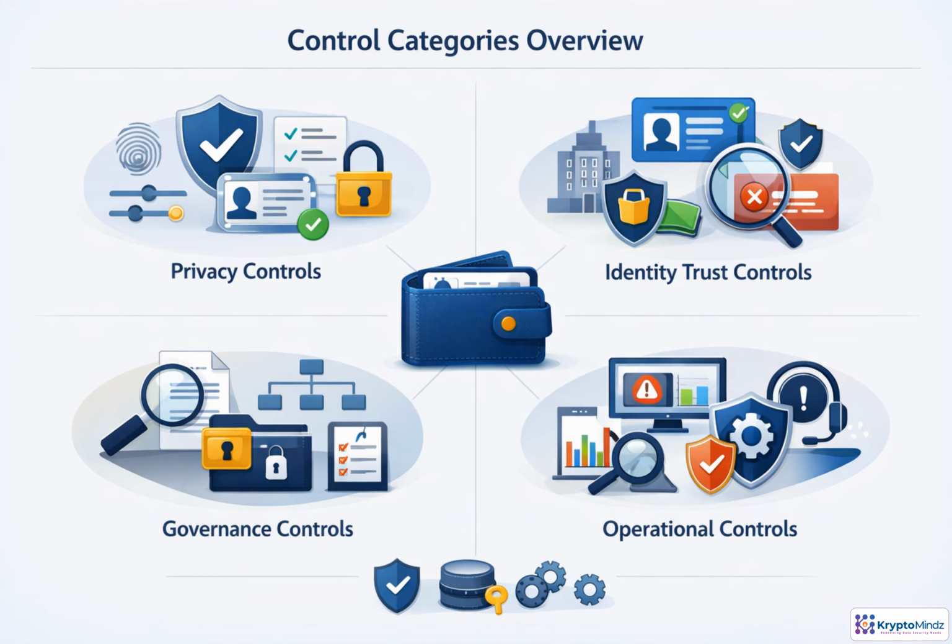The onboarding design can be tested through 4 control lenses. Privacy controls check whether we collect only what we need, with clear consent and purpose. Identity trust controls confirm whether the credential, issuer, status, and assurance level can be relied on. Governance controls show whether actions can be proven, evidence is retained properly, and authority is restricted. Operational controls confirm the process keeps working through monitoring, incidents, testing, and review.